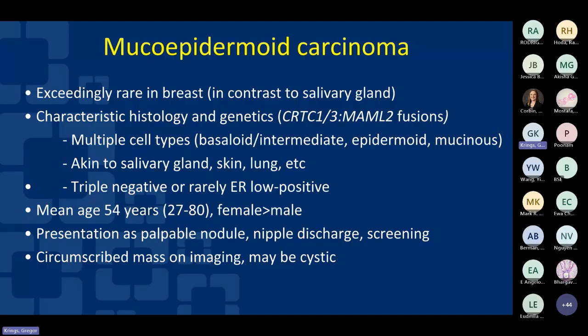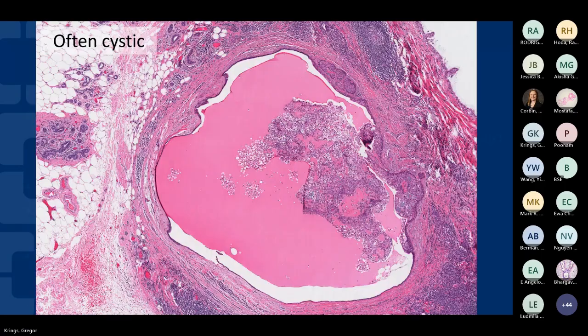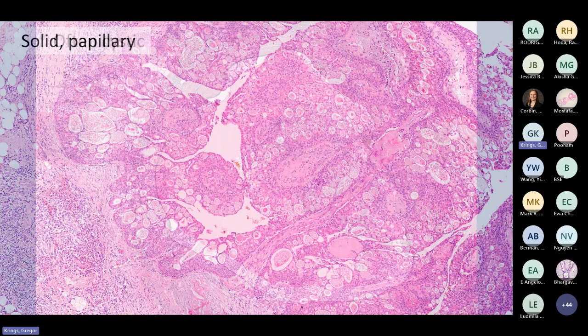In the breast, they typically present in women with a mean age of 54 years, can be identified on screening, but probably more often as a palpable nodule, sometimes as nipple discharge. And these tumors sometimes can be cystic on imaging, or can be circumscribed. And in fact, on histology, they are often at least partially cystic, as you can see here, and very characteristically usually are associated with a prominent lymphocytic infiltrate at the periphery.